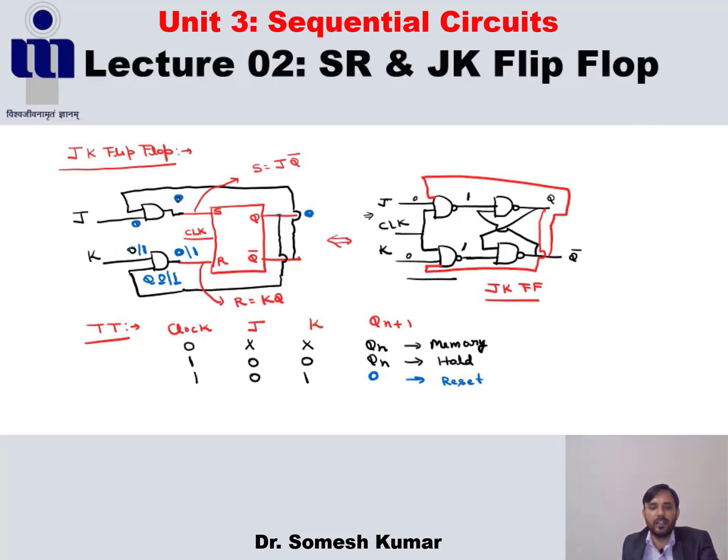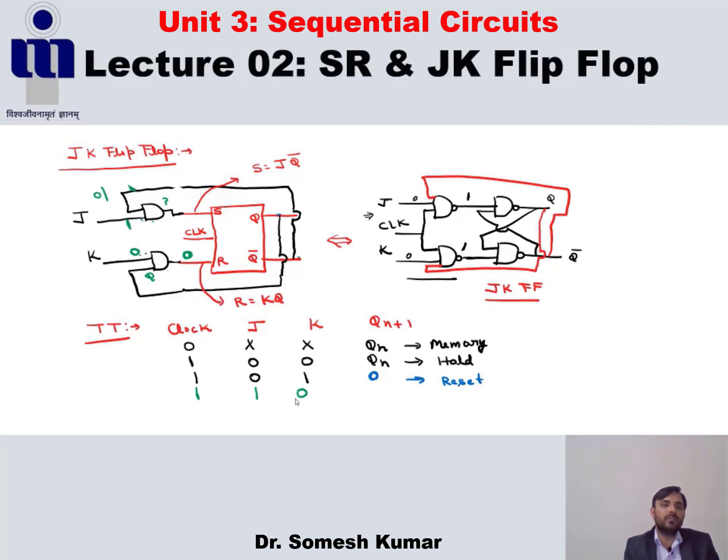In the next state, the clock is 1, J is 1 and K is 0, the opposite of the previous state. What happens in this case? Here J is 1 and K is 0. If K is 0, then the output of this AND gate is independent of the second input Q, and the output becomes 0. If J is 1, the output of this AND gate depends on its second input.